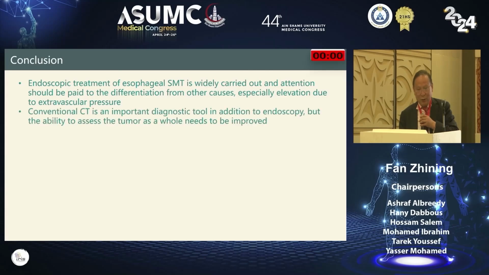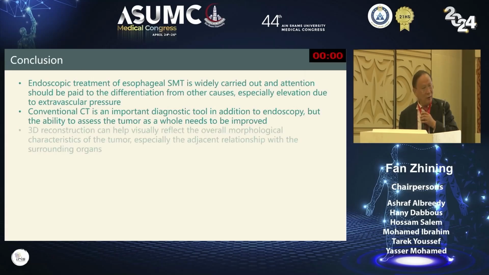Conclusion: the endoscopic treatment of the esophageal SMT needs wide attention. We should differentiate it from the case, especially evaluating the external vessel processes. Conventional CT is important for diagnosis. Additional ability to assist for the need of approval.